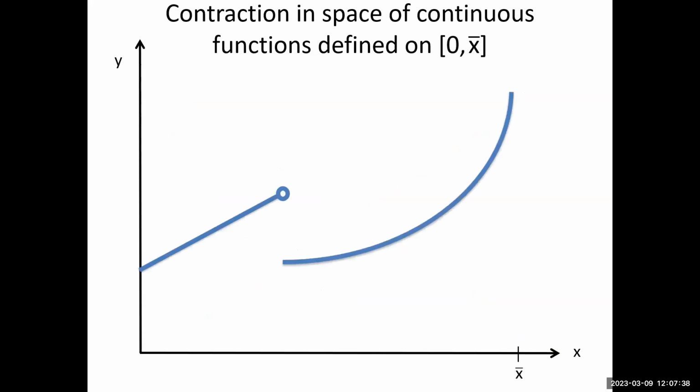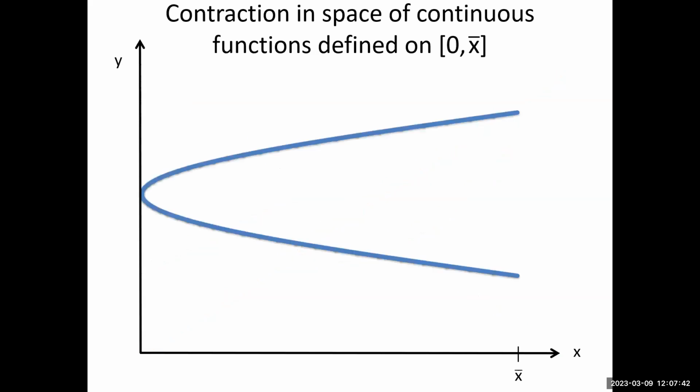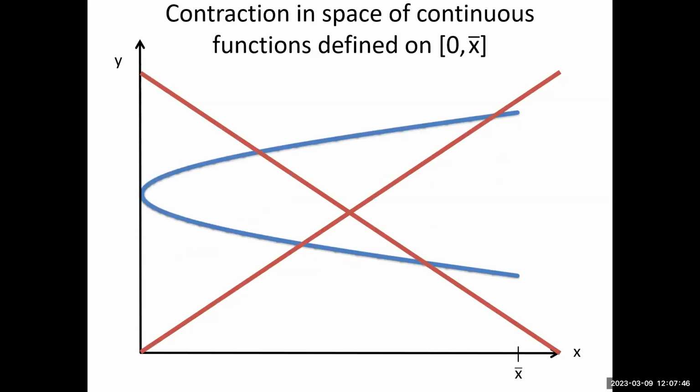This curve is ruled out because the function is not continuous. This curve is ruled out because it is not a function.